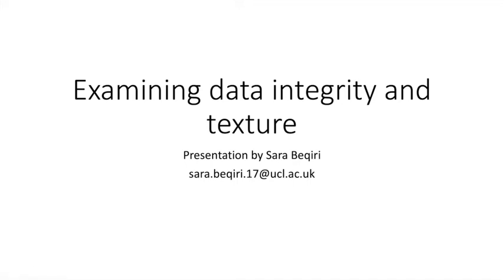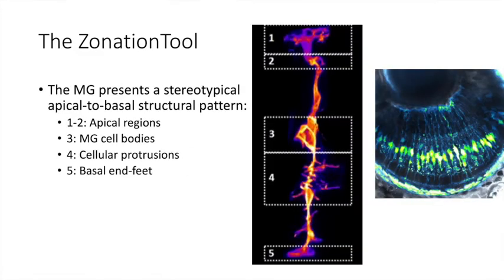This short clip will cover examining data integrity and texture using the zonationTool macro. The Miller glia cells present a stereotypical apical to basal structural pattern, as we can see here with the regions labeled from 1 to 5. Looking at the entire fish retina, region 5 would be located here, whereas the apical region 1 would be here.